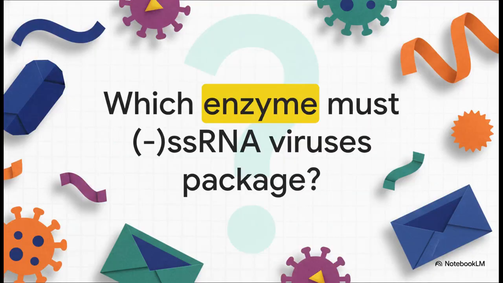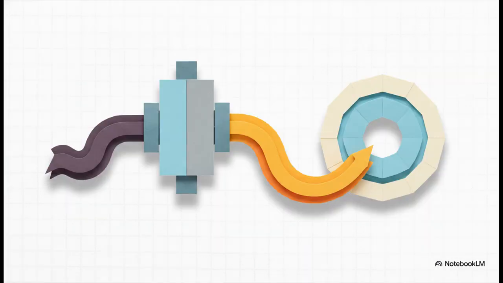Final question. If a virus possesses a negative sense RNA genome, which specific enzyme must it package within the mature virion prior to infecting a new host cell? That enzyme is RNA-dependent RNA polymerase, or RDRP. The virus requires RDRP to generate a translatable positive sense intermediate from its negative sense template before any viral protein synthesis can commence. Excellent. I'll leave you all with this concluding thought.